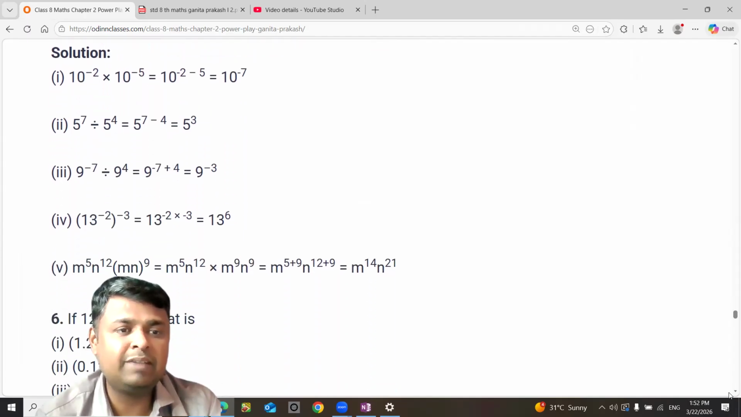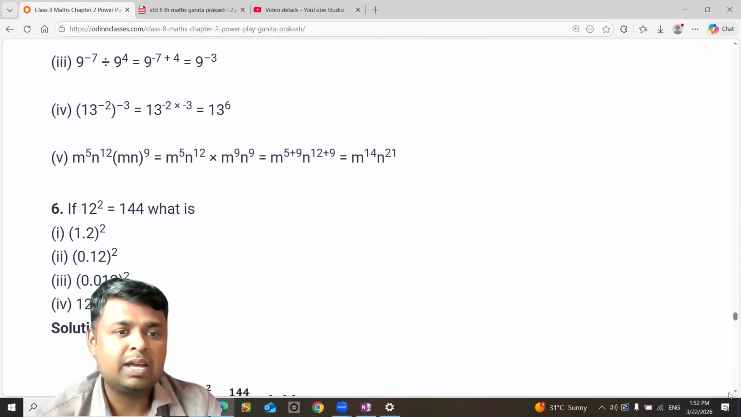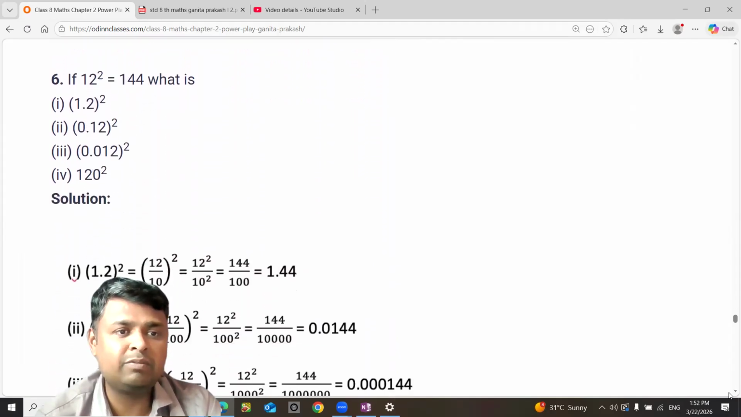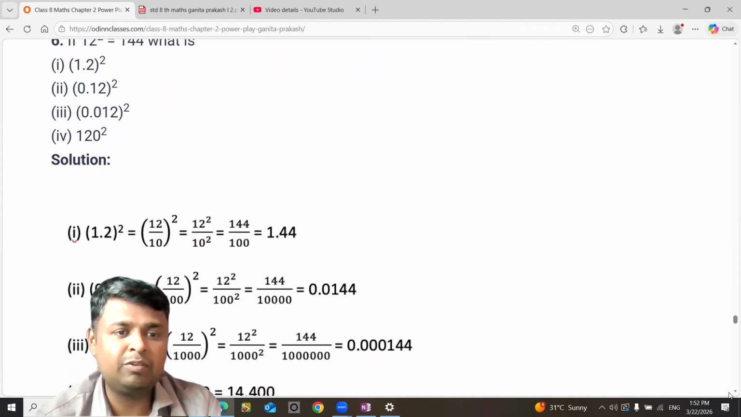5 raised to 7 divided by 5 raised to 4 can be written as 5 raised to 7 minus 4, that is 5 raised to 3. Other numbers are also there. 12 square is 144. So 12 square, 144, we know.